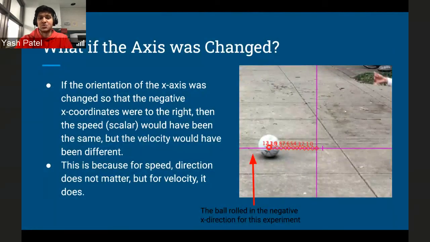So what if the axis was changed? Initially, the ball rolled in the negative x direction for this experiment, but if we changed it so the ball rolled in the positive x direction, the speed would stay the same, right? Speed is a scalar and direction doesn't matter for speed, but velocity would have been different because for velocity, direction does matter. So if the axis was changed, speed would remain the same, however the velocity would change.